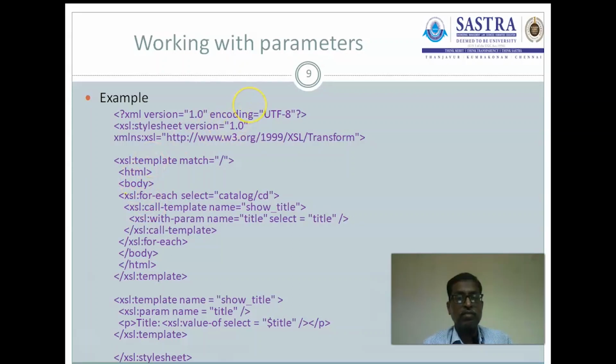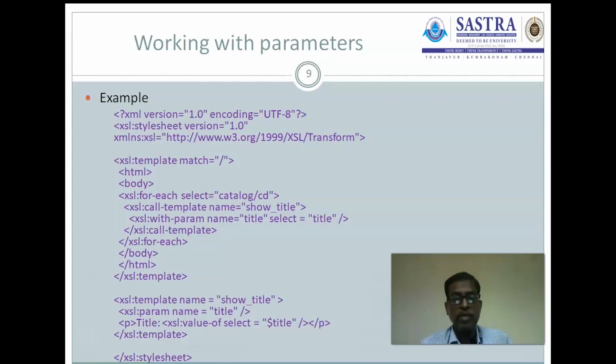xsl:template match equal to the root element. Obviously we need to start with the root element and declare the template, and then xsl:for-each catalog/cd. For each and every CD detail, we are going to apply this template: call-template name equal to show title. In that, one parameter is passed, xsl:with-param name equal to title, select equal to value, and then close the call-template, close for-each. Because for each and every CD element, we are calling this template.